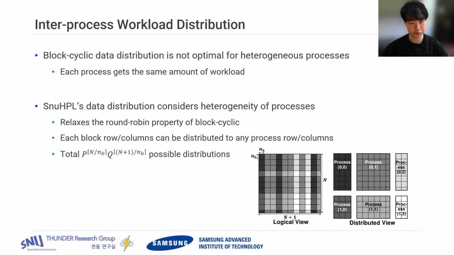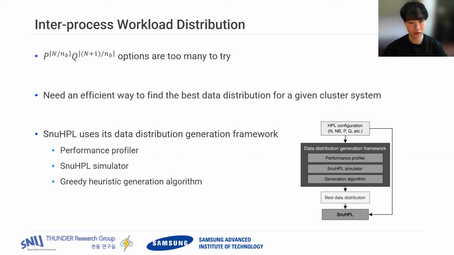One consequence of the relaxation is that there are many possible distribution options, and the number of options is too many to try every distribution by actually running SnuHPL and comparing their performance. Therefore, we need an efficient way to find the best data distribution for a given cluster system. SnuHPL uses its data distribution generation framework to find the distribution that is likely to work efficiently.